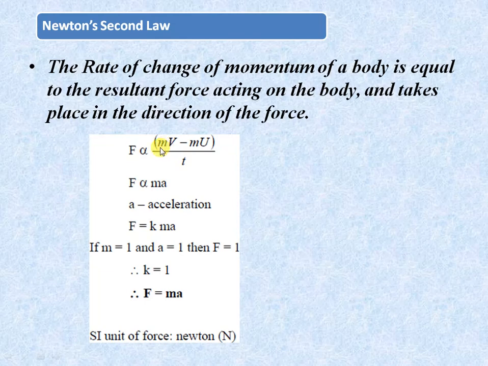If you take the mass common, acceleration is nothing but the change of velocity with time. So we will get F is equal to ma, where a is acceleration. If you remove the proportionality sign, we will get F is equal to kma, where k is a constant. If m is equal to 1 and a is equal to 1, then F is equal to 1. So if you put these values in this equation, we will get k equal to 1, and the final expression for Newton's second law of motion is F is equal to ma, and the SI unit of force is Newton.